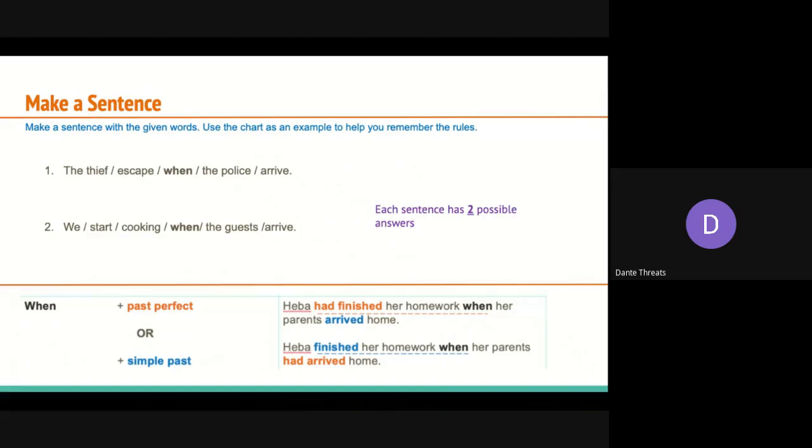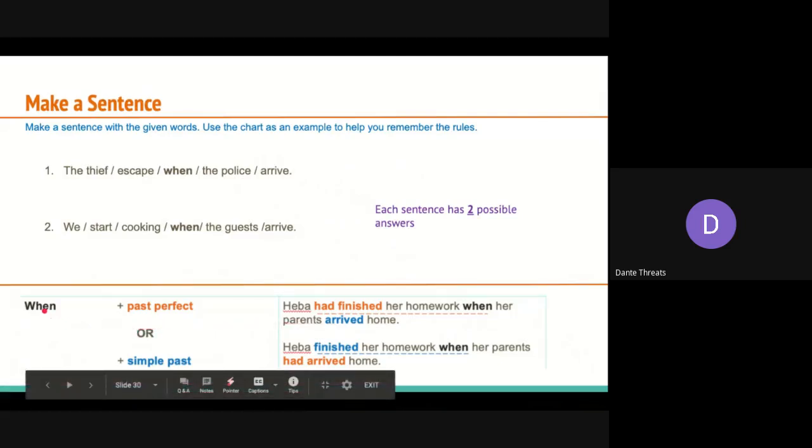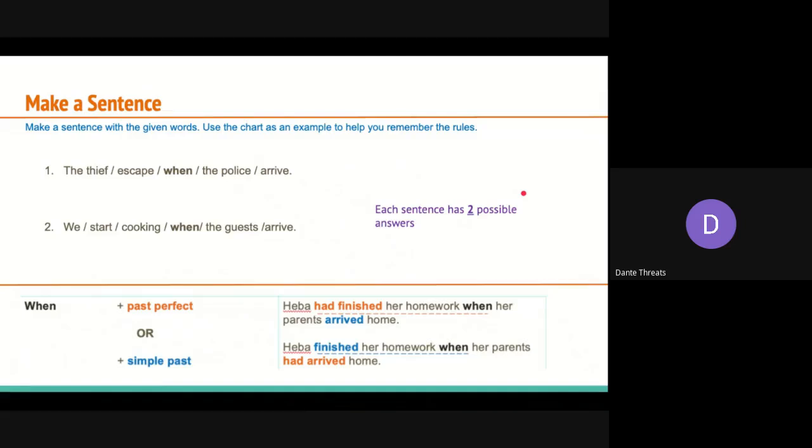All right, again, make a sentence with the given words. Use the chart as an example. Each sentence has 2 possible answers. Remember that, okay? With the time word when, you can use either the past perfect or the simple past. Okay? Just give you a couple minutes to think about these answers.